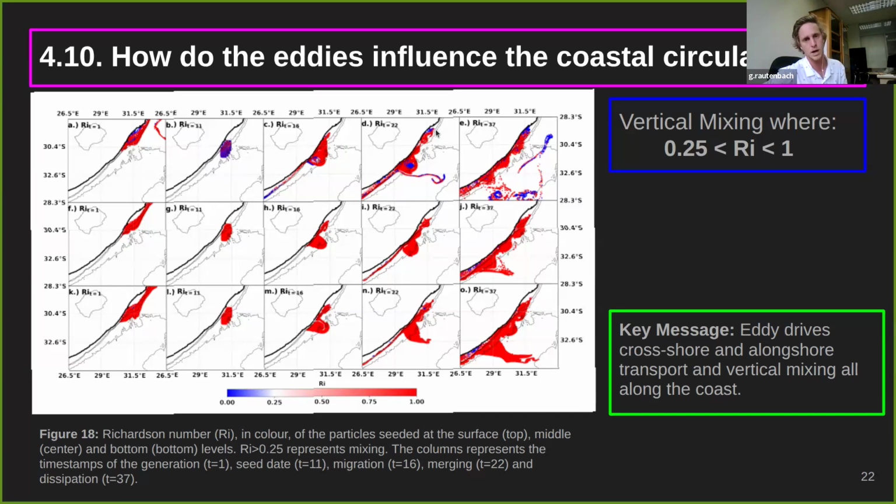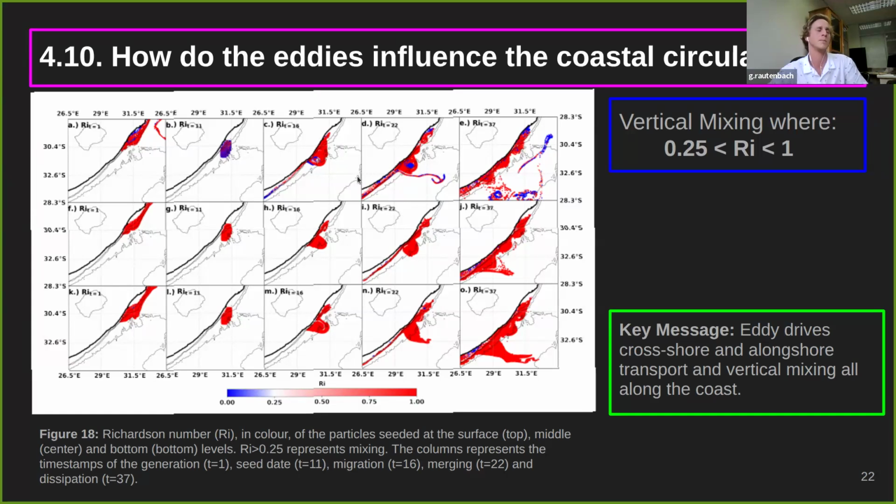Just to clarify what the Richardson number is. The Richardson number is a non-dimensional number that basically compares the stratification and the vertical transport. So if you have a Richardson number that falls between 0.25 and 1, you have mixing, or vertical mixing, I should say, which I think we can all agree on. Here we see a lot of that. Yeah, so it's quite clear that the eddy leads to quite a bit of mixing along the inshore edge, particularly.